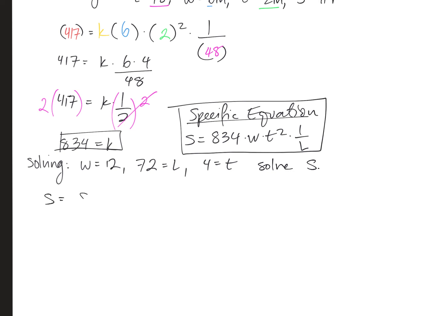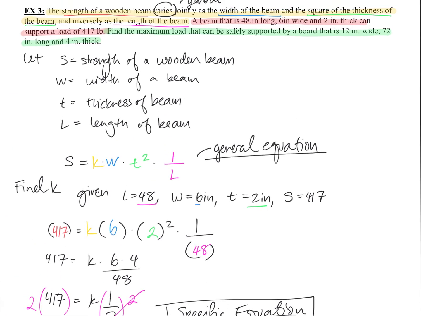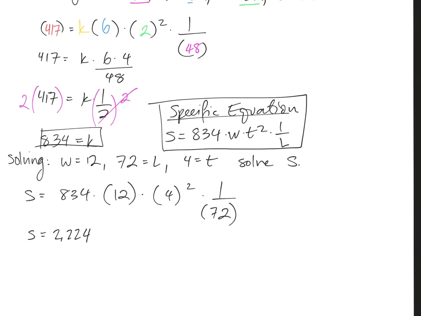So S is going to equal 834 times W, which is 12, times T, which is 4, squared times 1 over L, which is 72. All right, so calculating all of this out, we get S is 2,224. So what is my answer? What was the question? It was talking about what is the maximum load that can be supported.